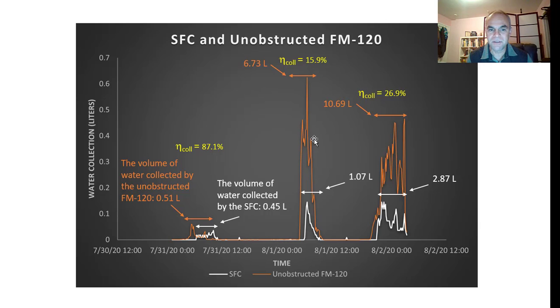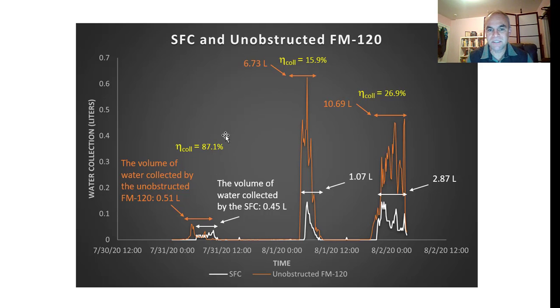If you add up all these liters, it should be greater than the amount of water that the fog collector collects. This ratio, you could think about it as the ratio of the amount of water the fog collector collects to the amount of water that's available. And we calculated that. That's the collection efficiency, which in this case, for this event here, was about 16%. And for this event, it happened to be about 27%, which is interesting.